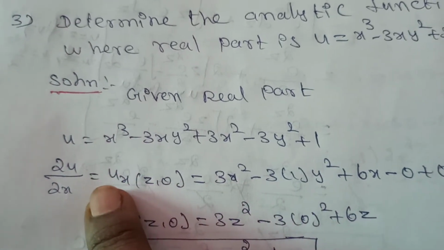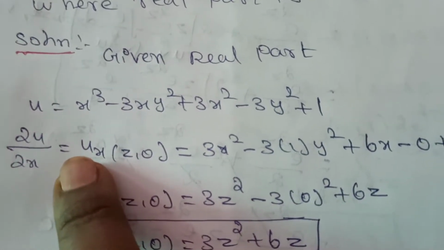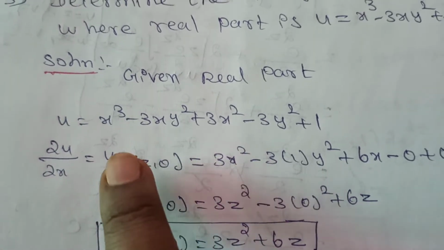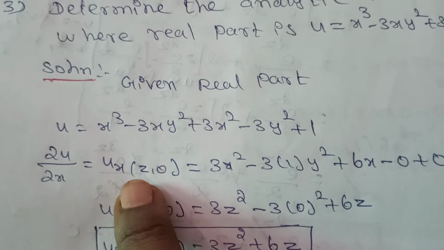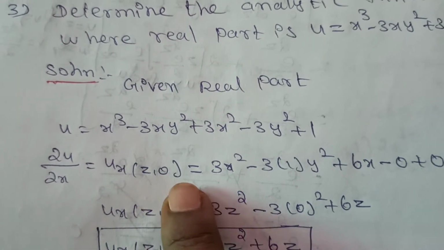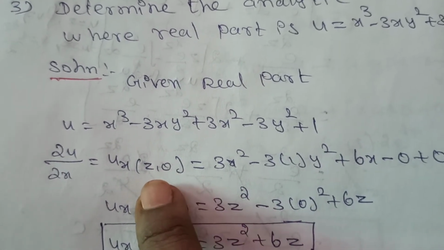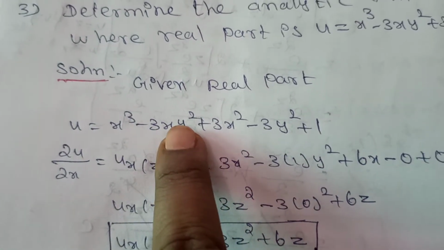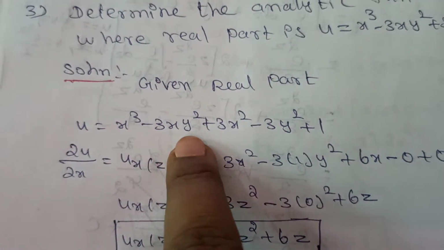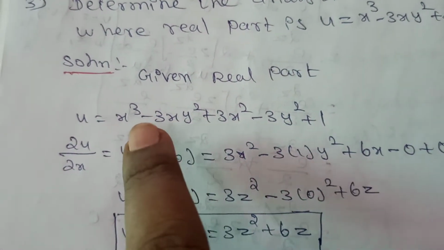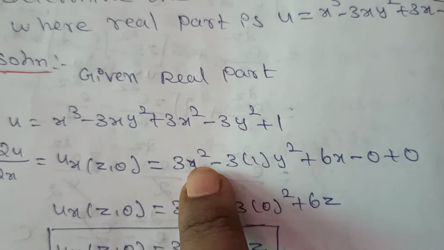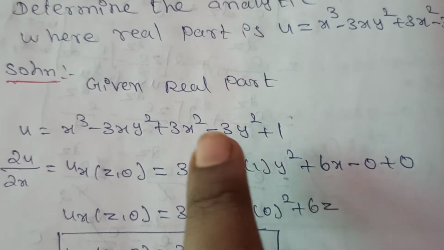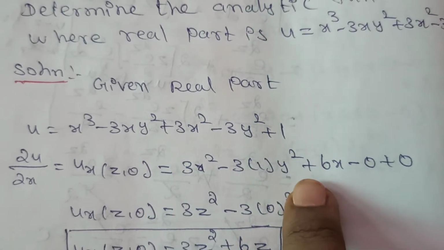First we find dou u by dou x, which can be written as ux. At the point (z, 0), by the Milne-Thomson method, ux of z comma 0 is obtained by differentiating this equation partially with respect to x. That is, the differentiation of x cube gives 3x square, minus 3 into the differentiation of x, which is 1, into y square. Here y is a constant.